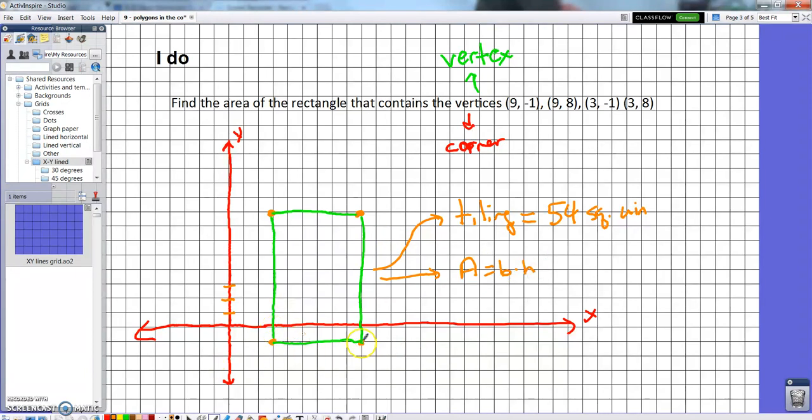Remember, the base is like the side it's sitting on. So that's 1, 2, 3, 4, 5, 6. And the height is 1, 2, 3, 4, 5, 6, 7, 8, 9 units high. Remember, when I count those, I'm going in units, right? So this is the start, so that's 1 from this part of the grid to this. 1, 2, 3, 4, 5, 6. I'm not counting dots. I'm counting line units, linear units. So base times height is 6 times 9, which is 54 square units.